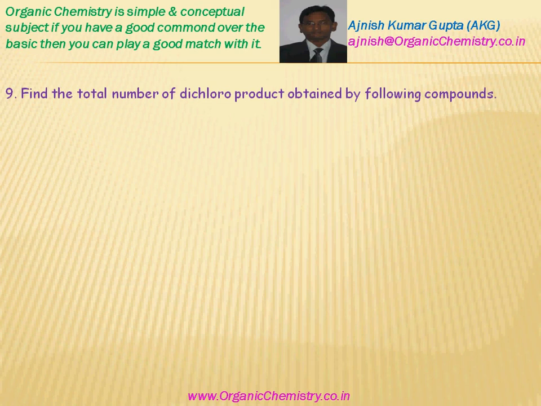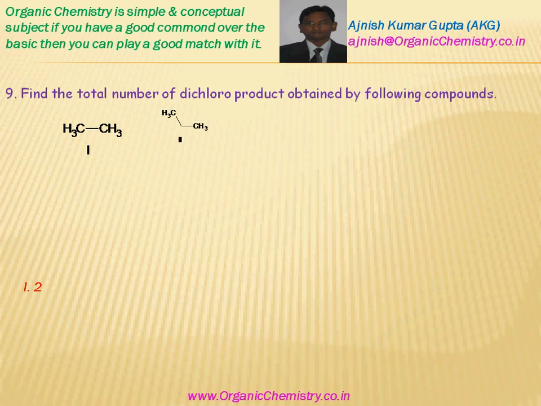Find the total number of dichloro products obtained from the following compounds. Don't think about stereo because it will take time. Just think about the structural isomers. Dichloro, in case of ethane: first replace one hydrogen, then the second. So in this case you will get the answer 2. One for the 1,1 position and another for the 1,2 position.